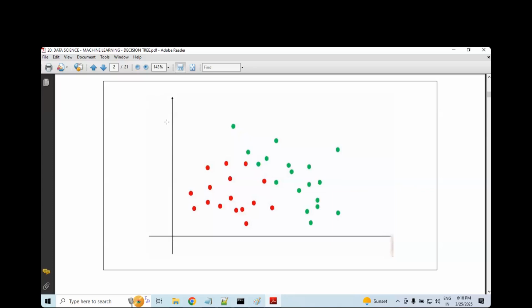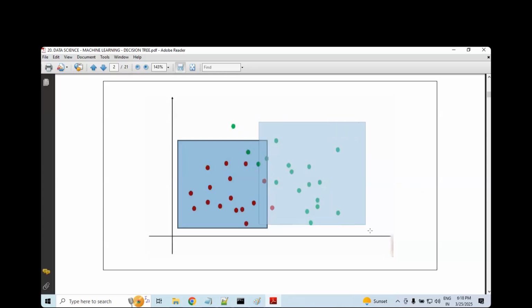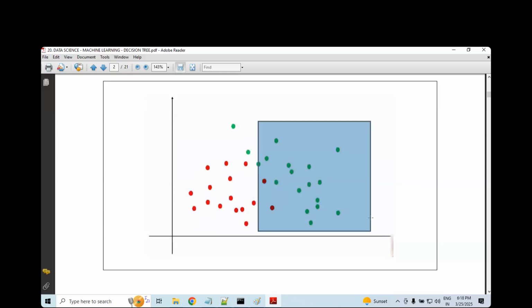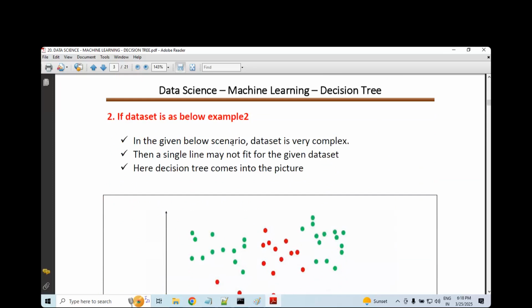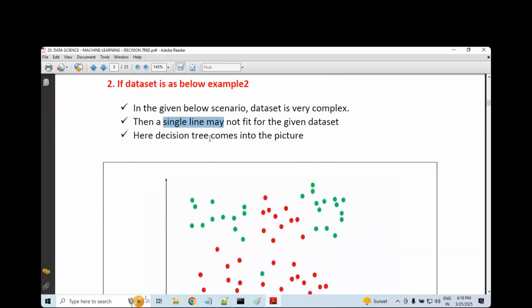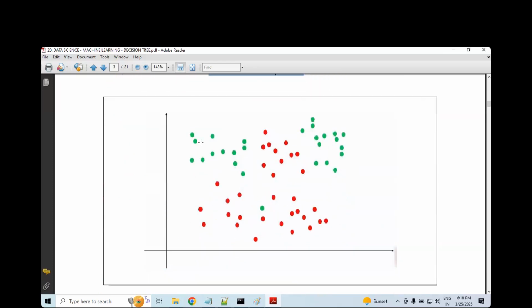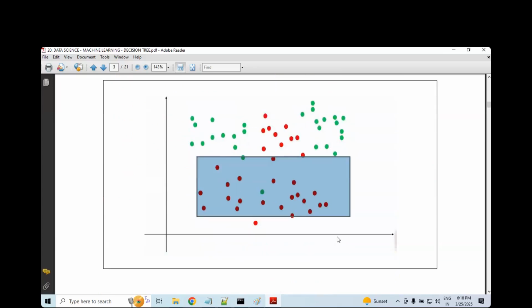You can make this one group number one, class one category. This one will be the class two category. Now for sure, in the given scenario the data set is very complex, so a single line may not fit. But here the decision tree comes into the picture. Make a note on this one. I can make group number one, group number two, group number three. These are all different groups.